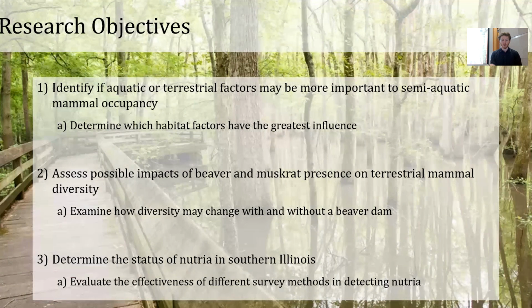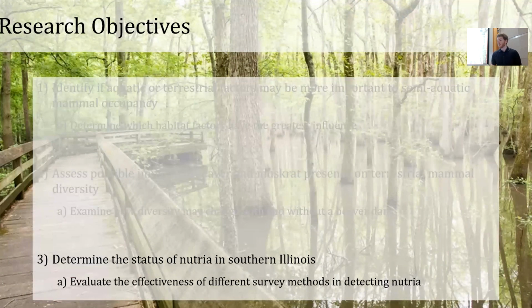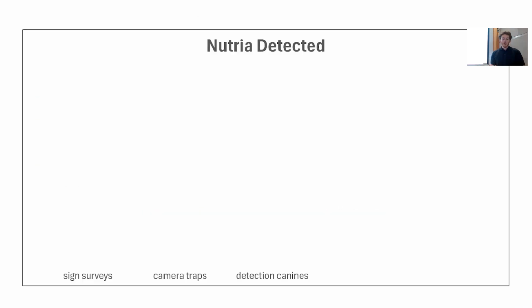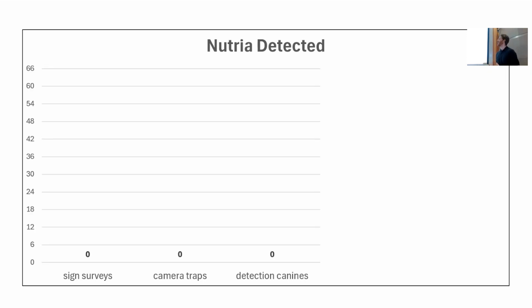All right, moving on to the last and final research objective here, determining the status of nutria in southern Illinois. As I mentioned here, for nutria, we're bringing in all survey methods. So sign surveys, camera traps, those detection canines, and the eDNA sampling. Looking first at sign surveys, camera traps, and detection canines in 2023, found nothing. Found no nutria across all 67 different sites from these 3 survey methods.